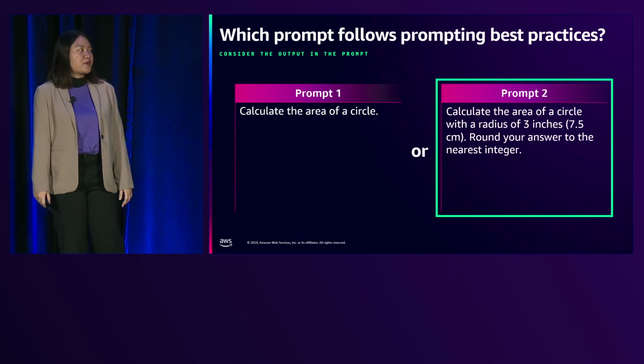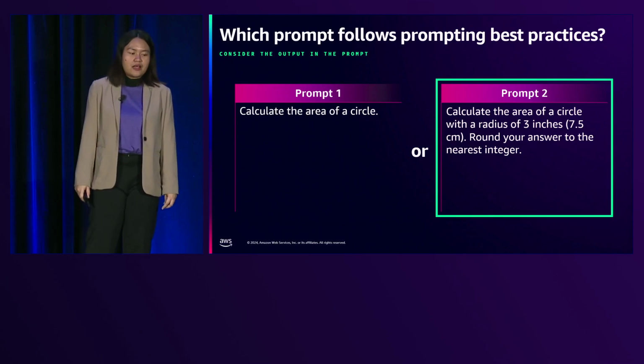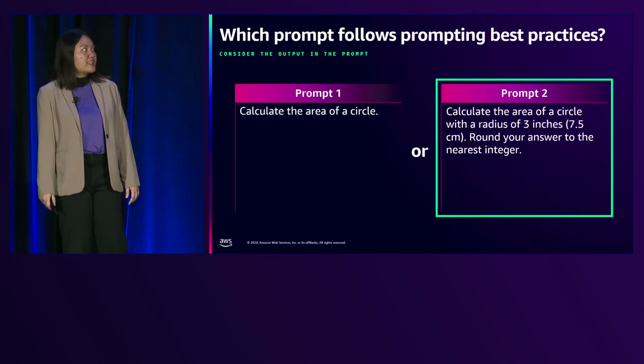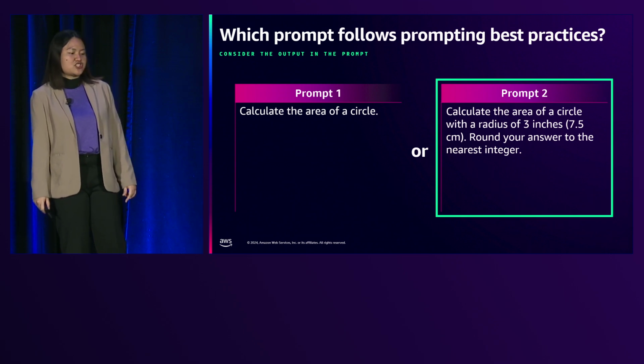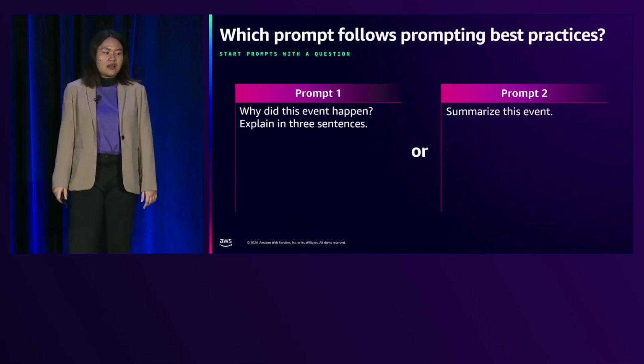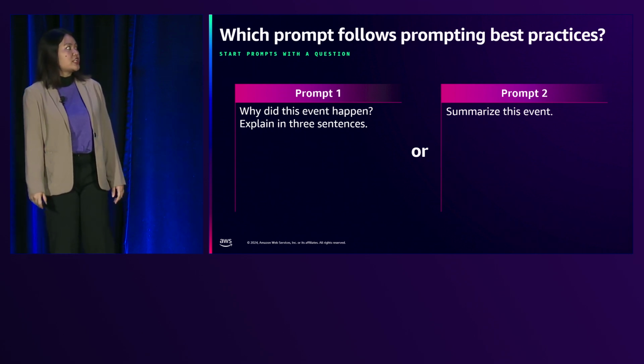In here, we provide the output inside of the prompt. So in here, we want the answer to be rounded to the nearest integer. The next one, you start your prompt with the question.